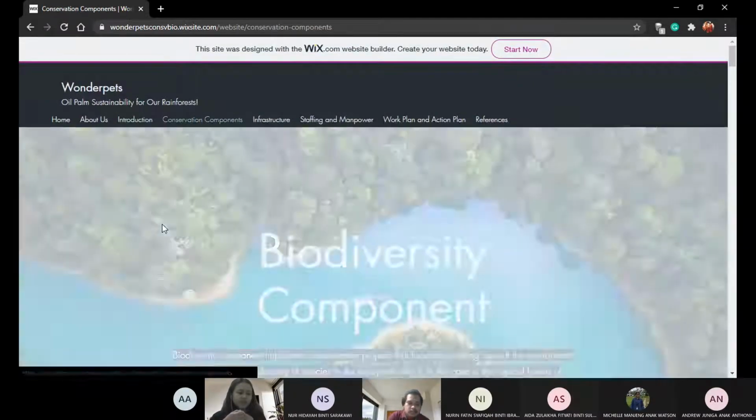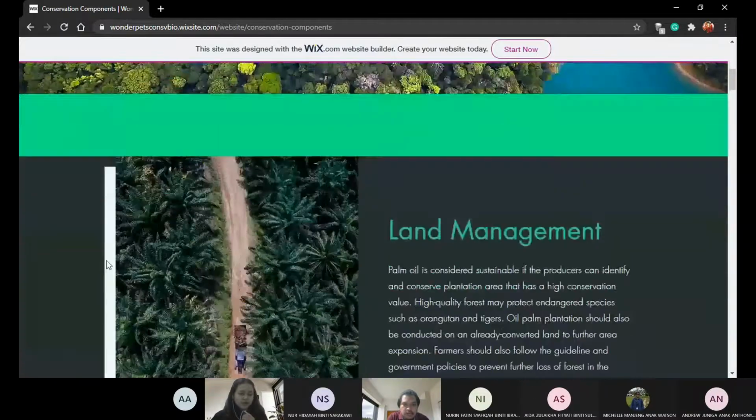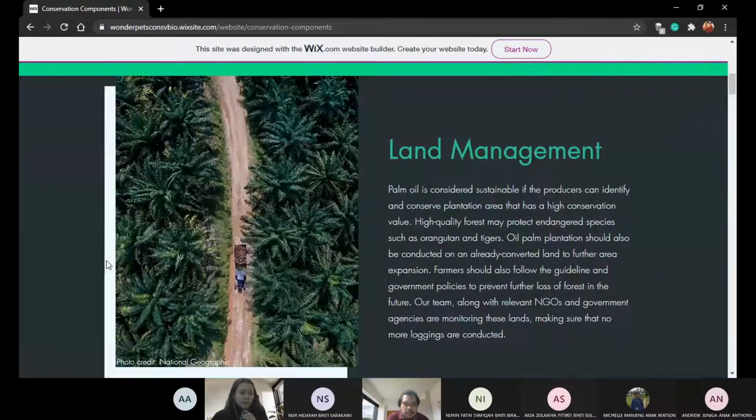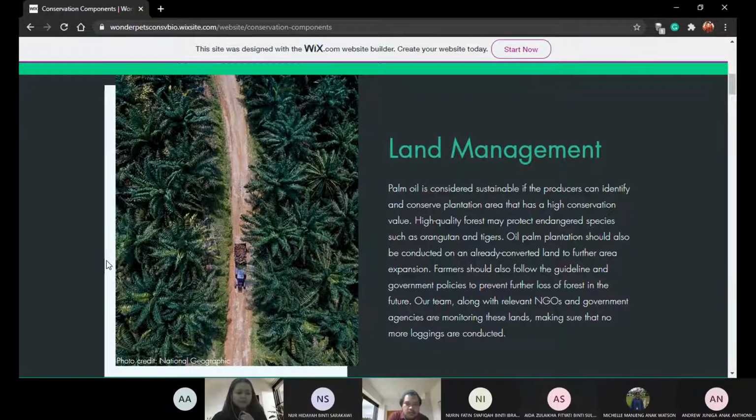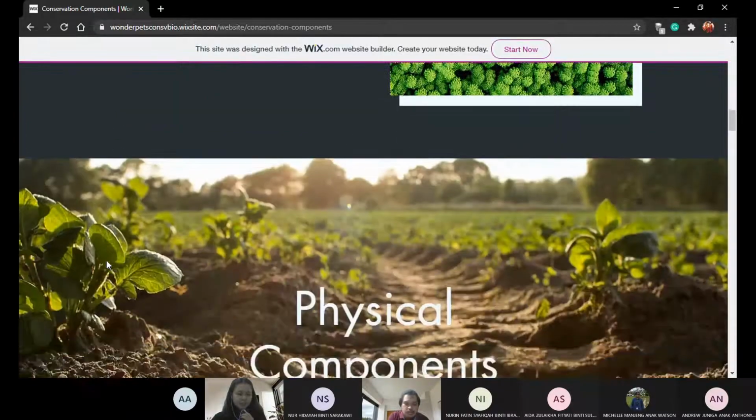There are 4 major types of conservation component. The first one is the biodiversity component. It comprises land management, in which all palm plantation is conducted on already converted land. Other than that, the use of waste as fertilizer, in which waste from palm oil mills is used as natural fertilizer to reduce wastage. Next is the physical component.